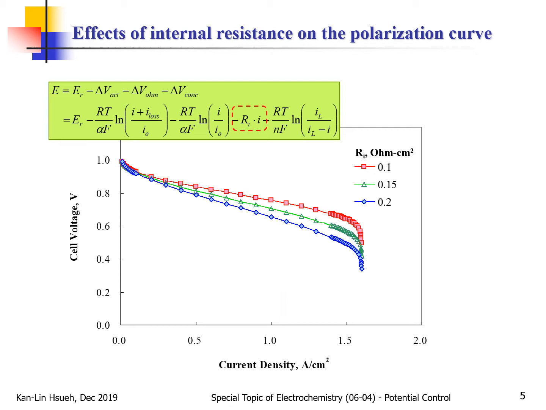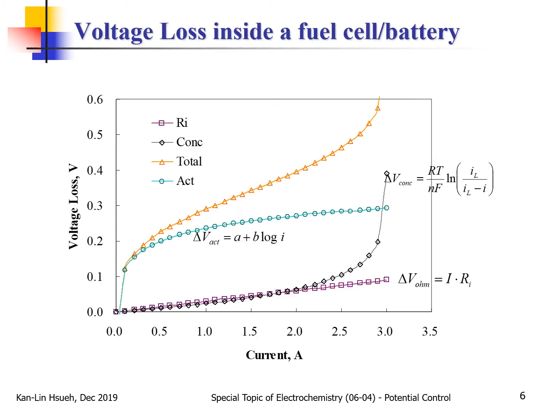For the PEM fuel cell, right now what they are doing is trying to reduce the thickness of the membrane, therefore increasing the output current at a given cell voltage.